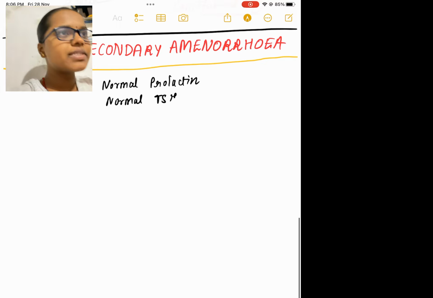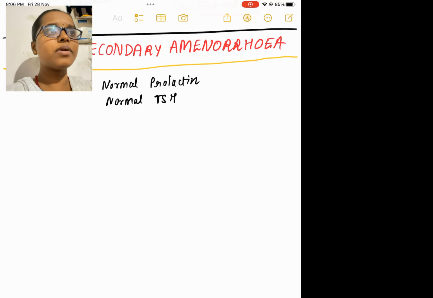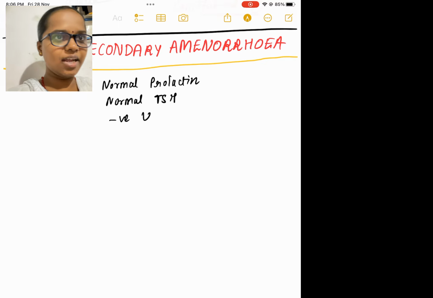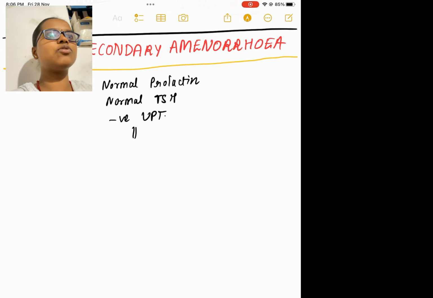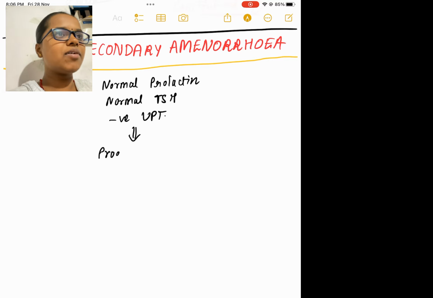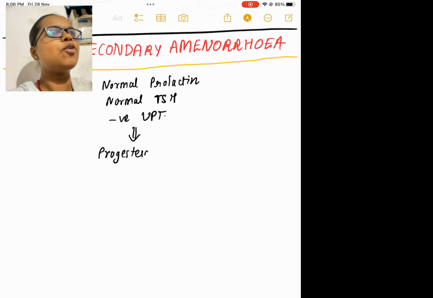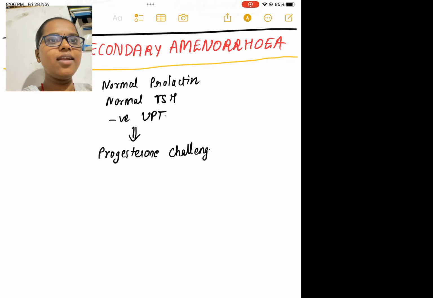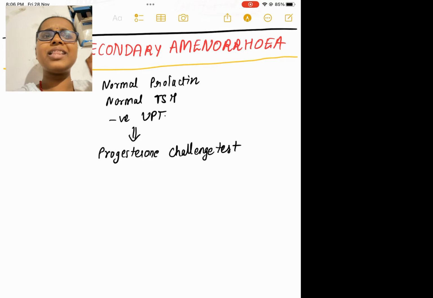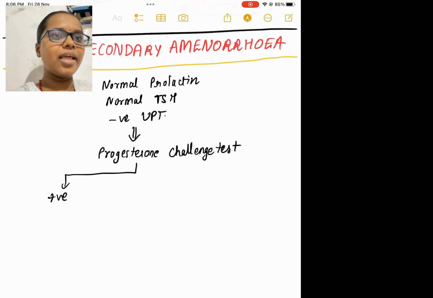When she comes with secondary amenorrhea, the most common physiological cause is pregnancy, right? So the first thing we should do is UPT. Confirm it is negative. When the UPT is negative, the second thing we should assess is the hormonal profile, that is prolactin and TSH. If prolactin and TSH are normal, then you proceed with the progesterone challenge test.